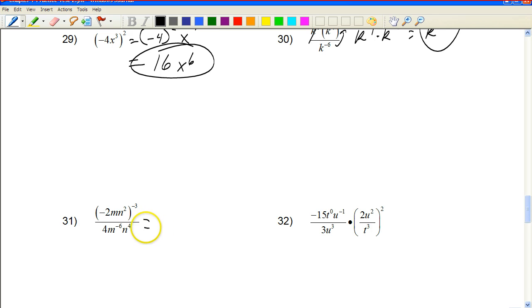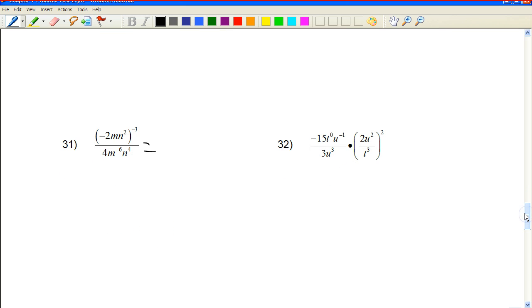Alright, everything on the inside of this to the negative third power, so we're going to do negative 2 to the negative third, m to the negative third, n to the negative 6th, all over the same stuff on the bottom. Then I'm going to change sides. This guy goes down, so it's negative 2 to the third power. M to the negative third goes down as positive. N to the negative 6 goes down as positive.